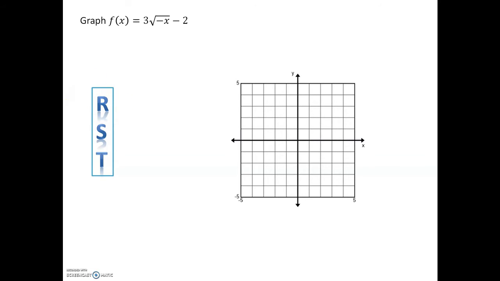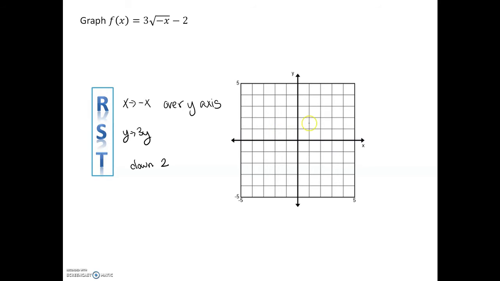Okay. So for this particular function, I do have a reflection. My x got switched for a negative x, which means it goes over the y-axis. Okay. I do still have a 3 on the outside, so all my y values are now switched to 3y. And I have one translation, I'm going down 2.